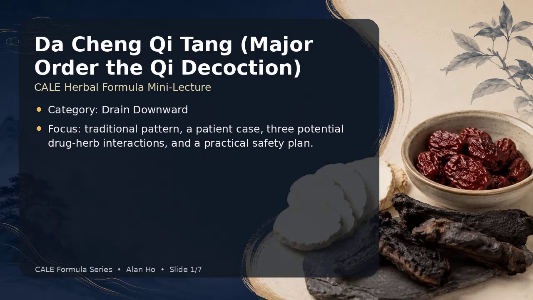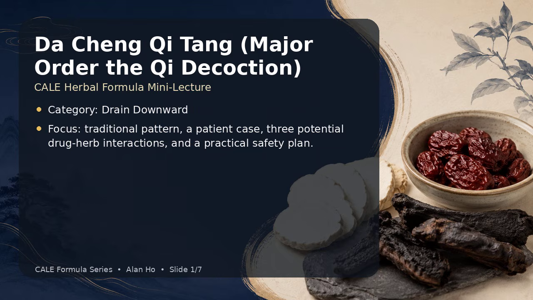Hello everyone. This presentation is on the Cheng Qi Tang, also called Major Order the Qi decoction. It appears on the California Acupuncture Board Examination Herbal Formula list. I will review its traditional pattern, a short hypothetical patient case, 3 potential drug-herb interactions, and a practical management plan.